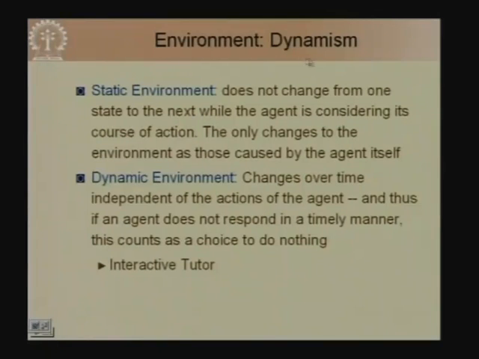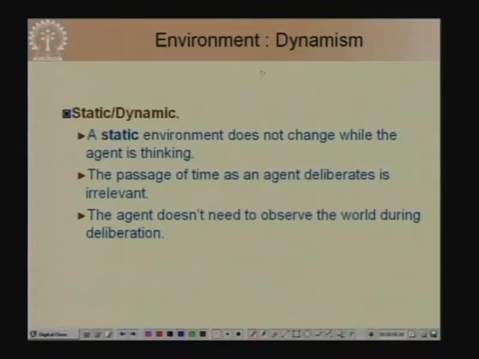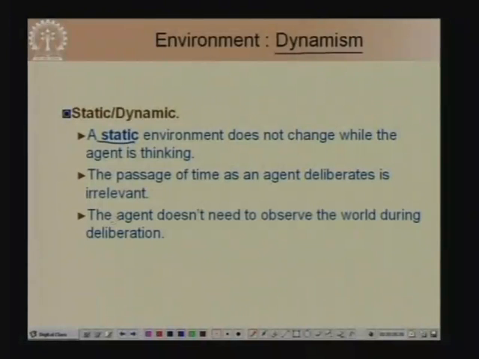Then, if we look at another characteristic of the environment based on its dynamism, environments may be static or dynamic. A static environment does not change by itself. An advantage is that a static environment does not change while the agent is deliberating, so the agent does not need to observe the world during its thinking process. A dynamic environment changes by itself, that is, apart from the action that the agent takes.